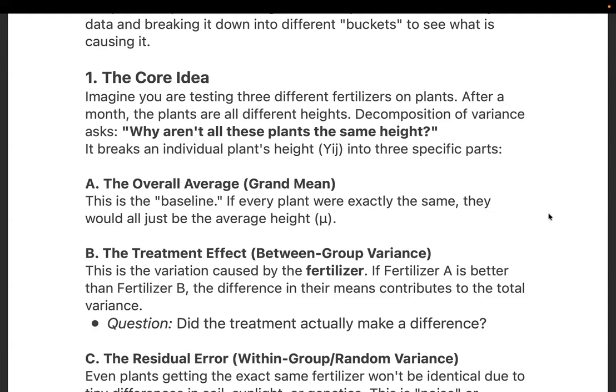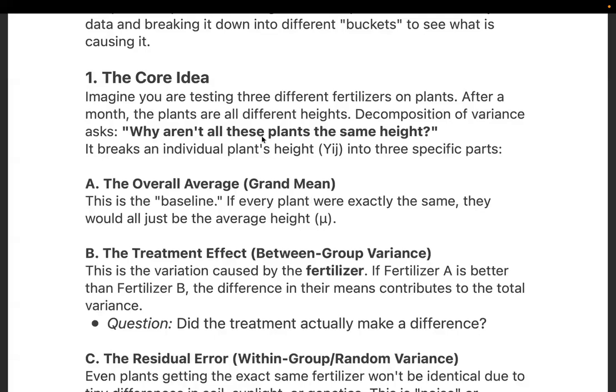So the underlying idea is, why aren't all these plants the same height? It breaks down the individual plant's height into three specific parts. Let's see the overall average, which is called the grand mean. This is the baseline, right? So we take all the plants' heights and compute the average, the mean, which is the grand mean.